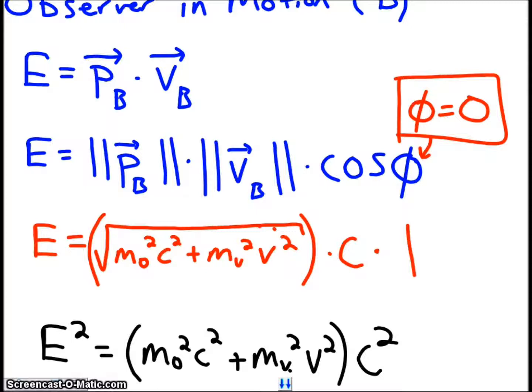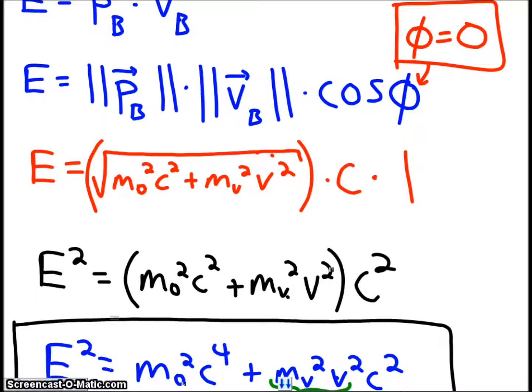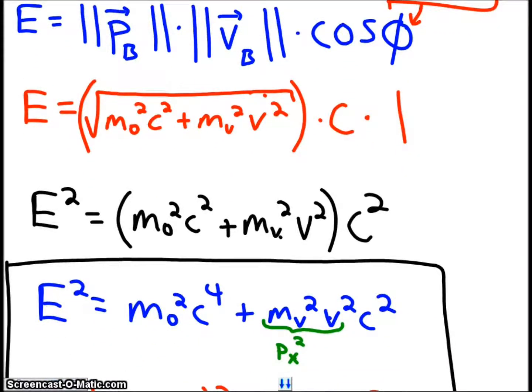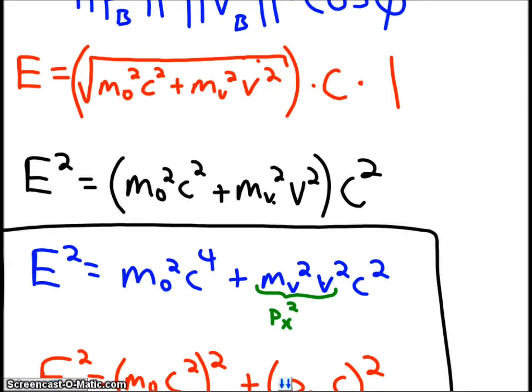And the momentum, remember we just found a moment ago, is the square root of m sub 0 squared c squared plus m sub v squared times v squared. And so that's the total energy for rocket ship B. To get it into the more recognizable form, we'll square both sides to get rid of that square root. So E squared is equal to m sub 0 squared c squared plus m sub v squared times v squared times c squared.